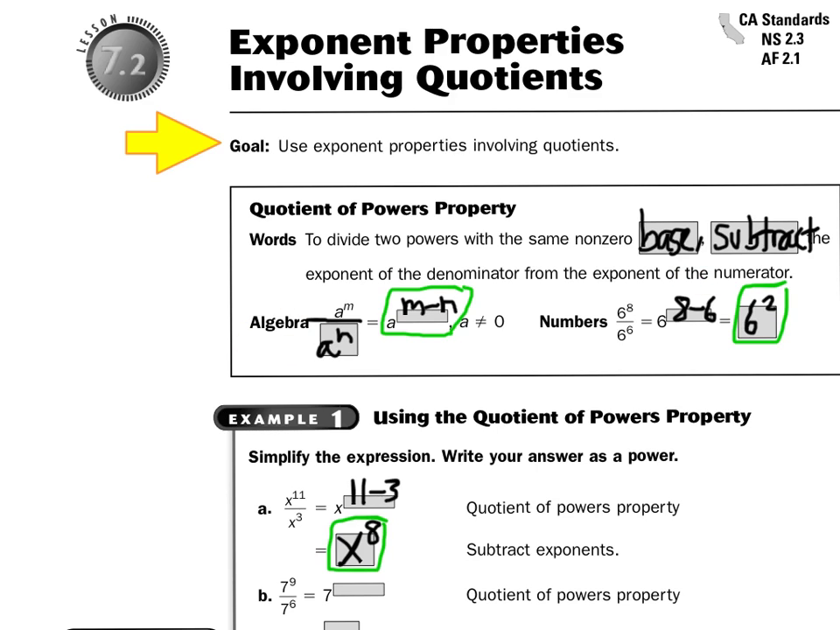Take a look here in algebra. If I had a to the m over a to the n, when the bases match, I want you to copy the base, copy the a, and then we do top minus the bottom. So m minus n.